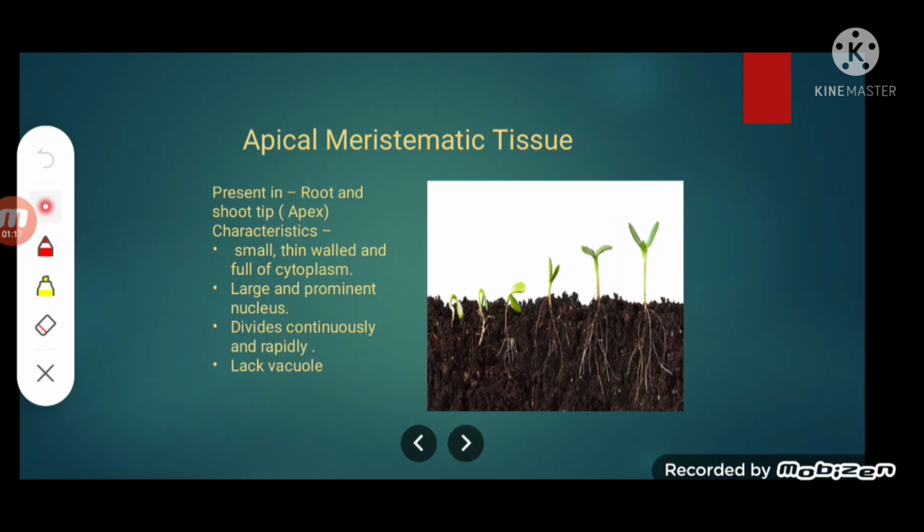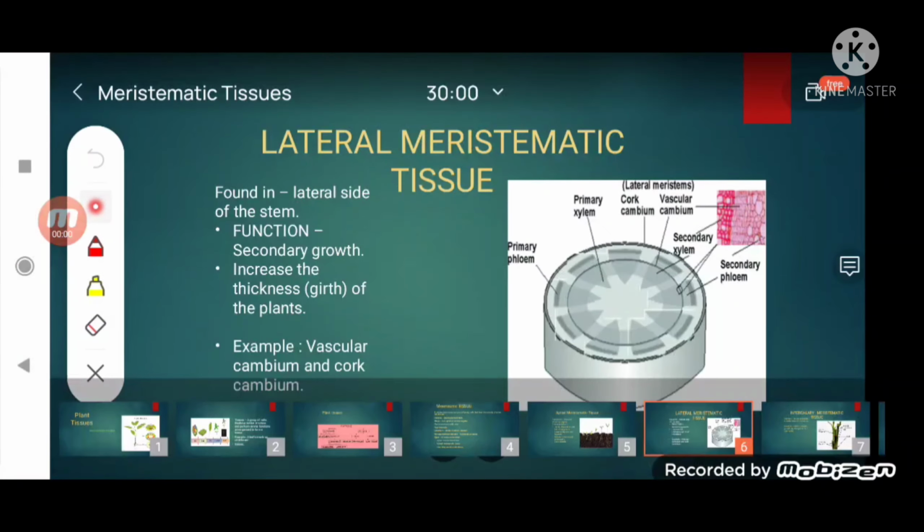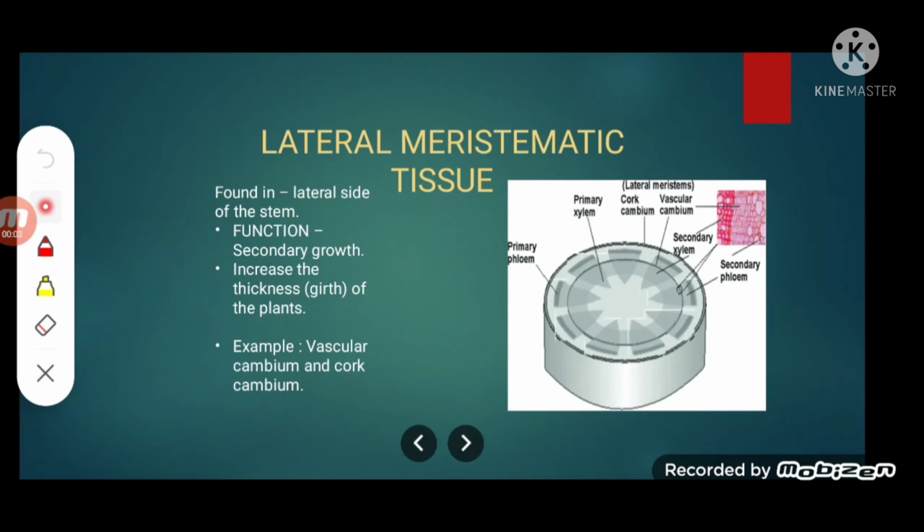Now the next category of the meristematic tissue is the lateral meristematic tissue, or we also call it cambium. So where are they found? They are found in the lateral side of the stem. If we cut the transverse section of the stem, we can see it. They will be located between the xylem and phloem. You can see xylem is here and phloem is here. They are responsible for transportation of water and food. So the cambium will be located between these two tissues, here in the circle.